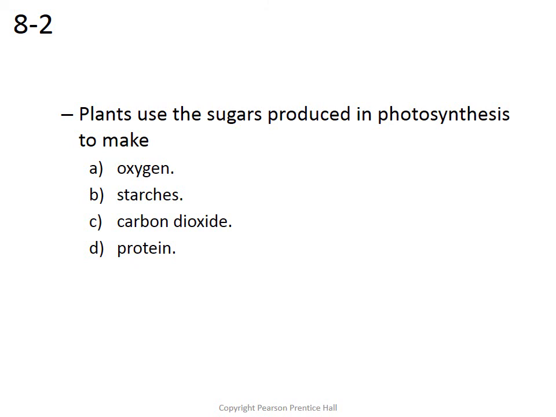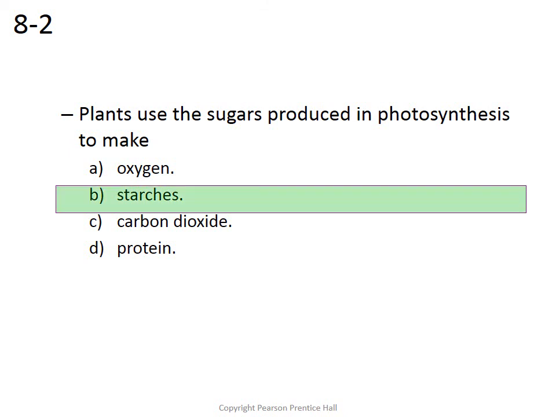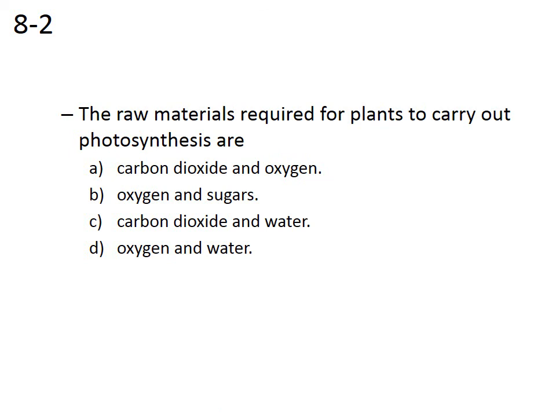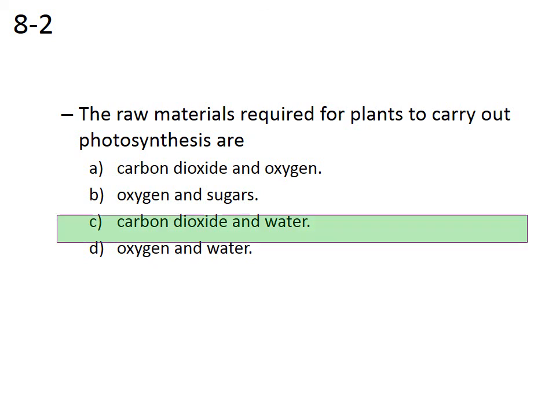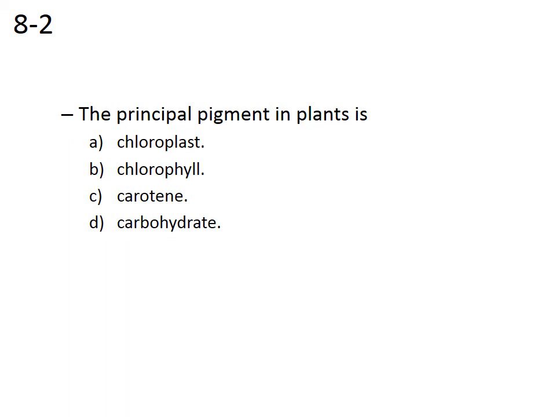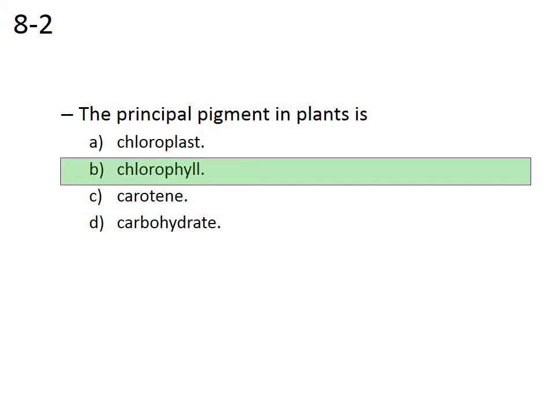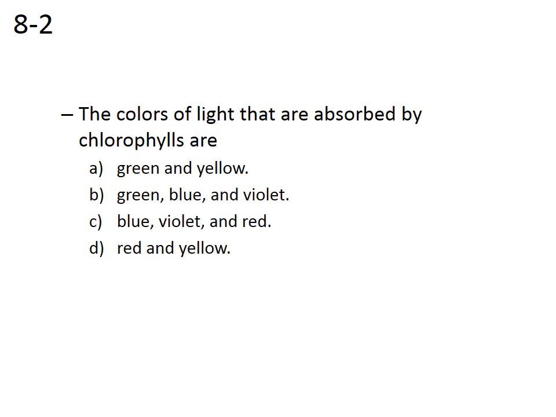So plants use sugars produced in photosynthesis to make what? That's right, starches. The raw materials required for plants to carry out photosynthesis. What needs to go in it? That's right, water. The principal pigment in plants. That's easy. Okay. The colors of light that are absorbed by chlorophyll. Now remember, chlorophyll reflects green, so it's going to be all the other colors.